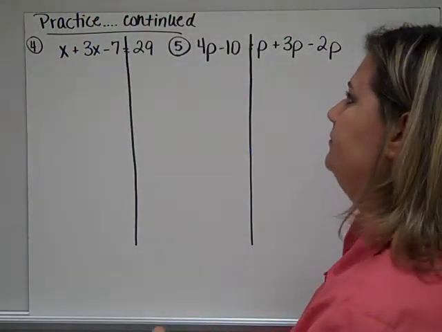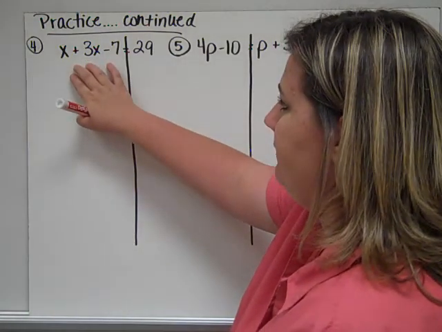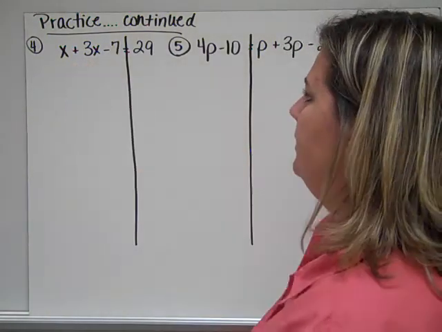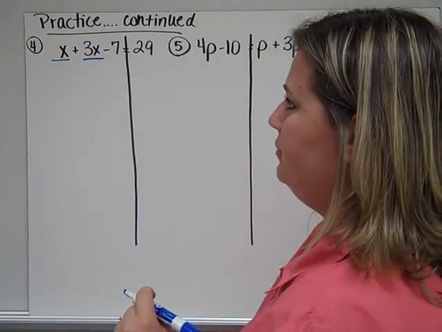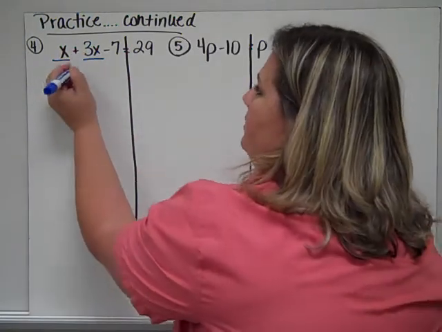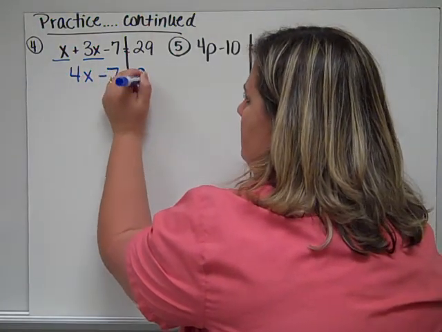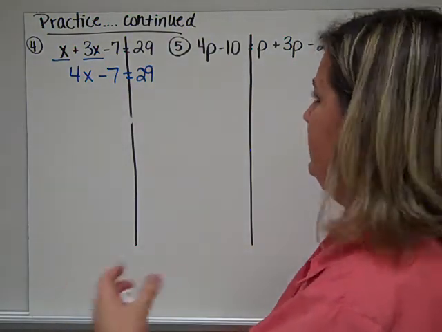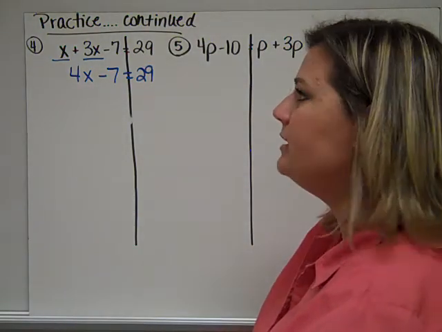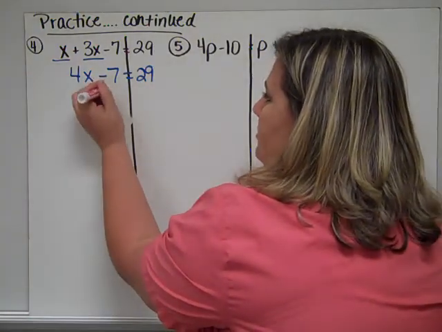All right, a few more of these. So here, I notice I have like terms on the same side. So I have a +1x and a +3x. Combine those, it's +4x. This -7 comes down. All right, now I'm ready. I don't have parentheses, I don't have any of that. All I had to do was combine my like terms. So now I'm ready to begin the inverse operations.